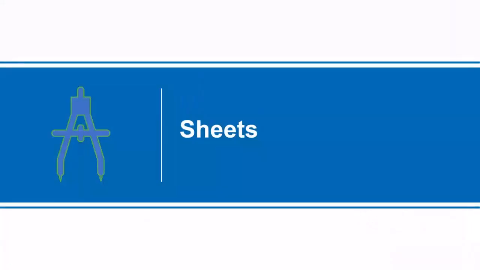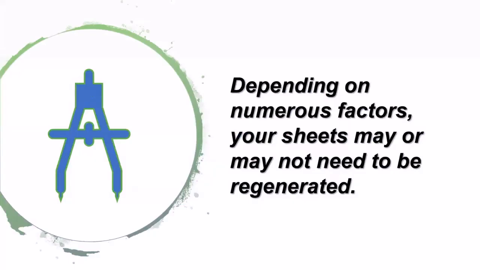Now, at this point, you have brought in your terrains, your corridors, your geometry, your superelevation, you've brought in your drainage. What about your other graphic data? For example, your sheets. Well, there's no magic here, right? You may or may not need to generate your sheets again.